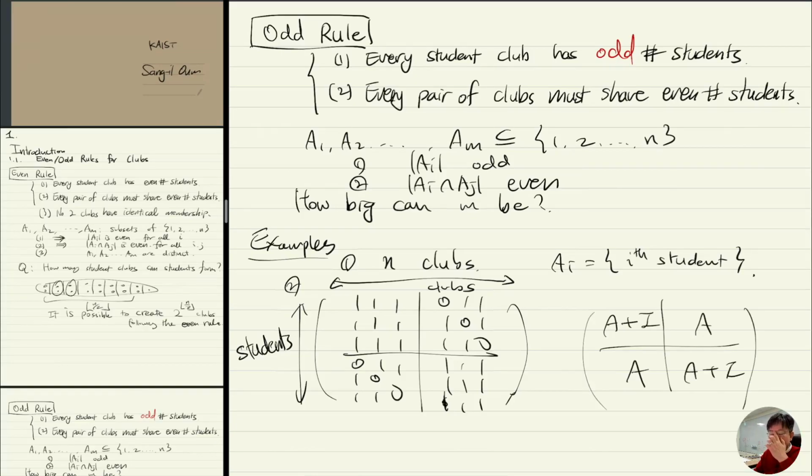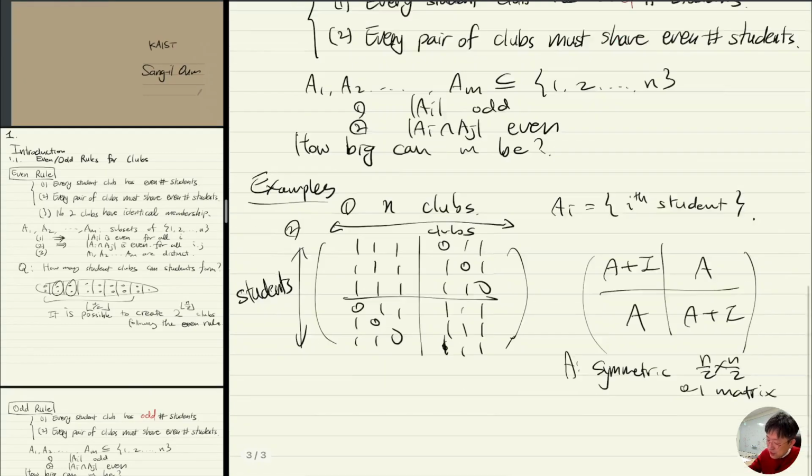If I take two columns, and A is symmetric, let's say it's an n over 2 by n over 2, 0-1 matrix, right? If I take two columns, it's possible that I may take two columns from here.